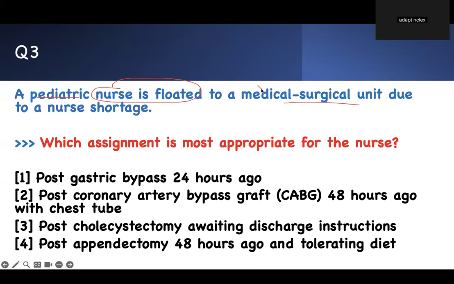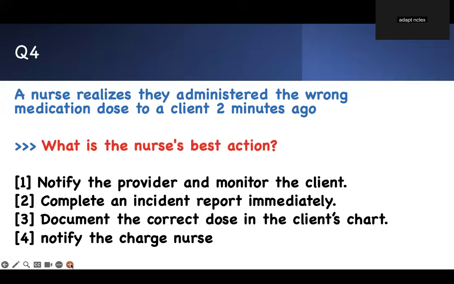Post coronary artery bypass graft, CABG, is too sick for this pediatric nurse, even though she's 48 hours, and she has a chest tube. A pediatric nurse may not be comfortable with that. Cholecystectomy awaiting discharge: she has no clue about adult discharge teaching regarding cholecystectomy. Appendectomy, 48 hours, and eating, is the most stable patient who can be given to the pediatric nurse. She's eating, or she will probably need some pain medication. And so number 4 is appropriate.